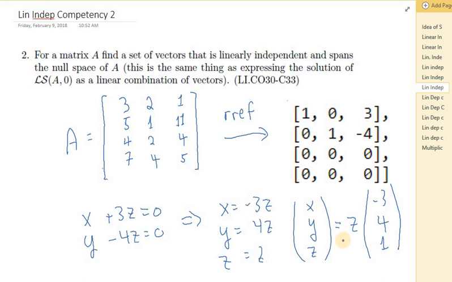So what have I done? I've expressed the null space solution as a linear combination of vectors. In this case, it's only one vector, but it's still a linear combination of vectors. So the way you solve this type of problem is go ahead, solve the null space problem. You're going to get your basic variables in terms of your free variables, move your free variables to the other side, and form a linear combination of vectors that gives you the solution to the null space. All right, so that's the second linear independence competency.